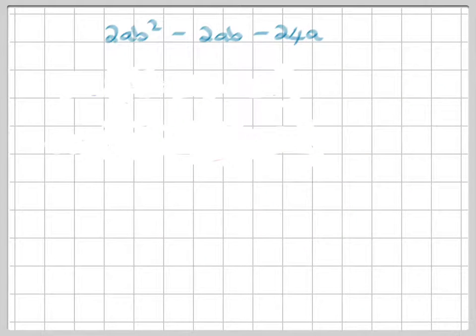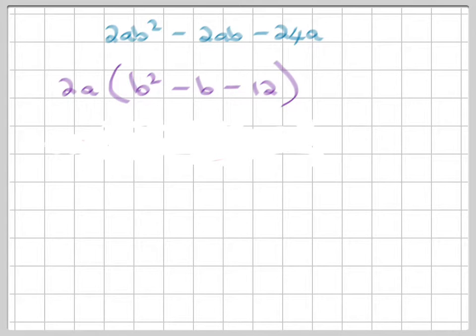Let's look at this one quickly. That will be the last one we look at. We can see 2 is a common factor and a is a common factor. Let's take them out. So 2a will come out. We'll be left with b squared minus b minus 12. And we close it. Okay.